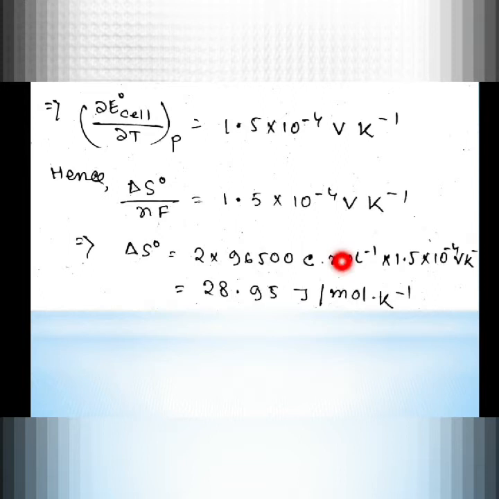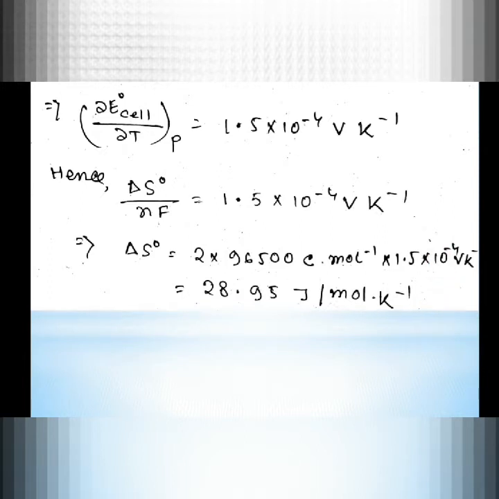Now this temperature coefficient value is given. From that we can calculate the value of ΔS, where n is the number of electrons transferred in the reaction. This is also known: M to M2+ transfer occurs, so the number of electrons transferred is equal to 2, and F is the Faraday constant, which we also know. So from that equation we can calculate ΔS0, and ΔS0 is equal to 28.95 joule per mole per Kelvin.